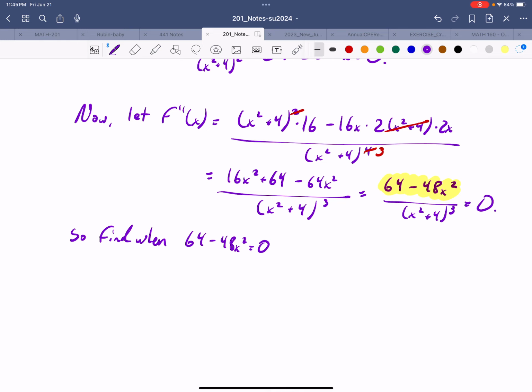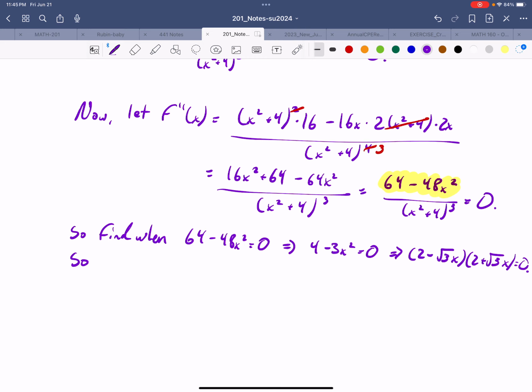Right, and that's not quite so bad. You can divide by 16, and you get 4 minus 3x squared equals 0. You can actually factor that. Not sure how obvious this is. Right, so that's what you get. Believe it or not, that works. That factors, right? Try foiling it, okay? Right, so f prime of x, or sorry, f double prime of x equals 0 at x equals plus or minus 2 over root 3.